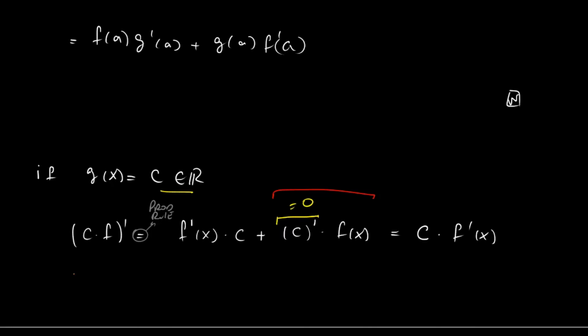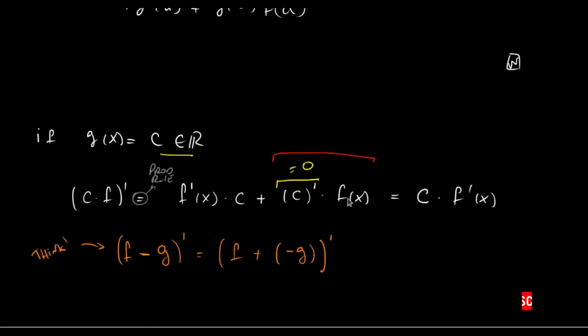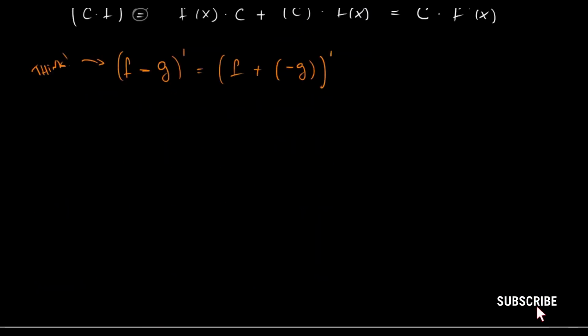And now, using this, I want you to think about this case. The derivative of f minus g. You can think of this as f plus minus g. And then think about this minus g as a constant times our function. So with all this, we're ready to get into some examples.